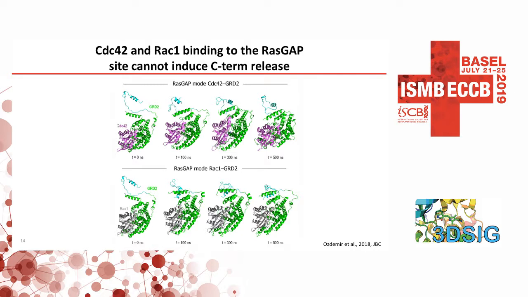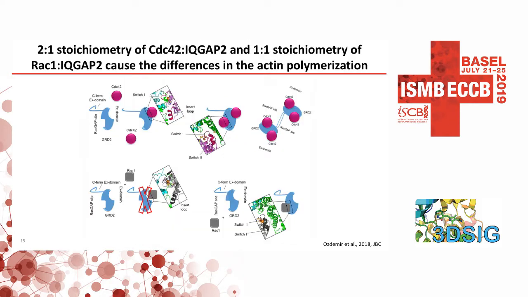And then when I look at the C-term release after binding of RAC1 or CDC42 to the RAS-GAP site, I couldn't observe any C-term release. So I can conclude that only CDC42 binding to the EX domain can induce that C-term release, which eventually facilitates the GRD dimerization. So overall, I propose that model.